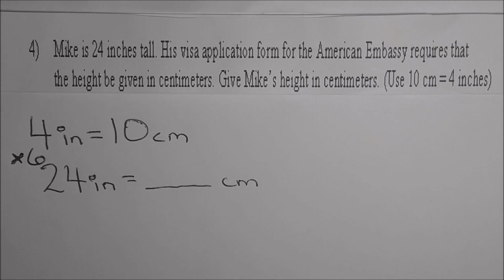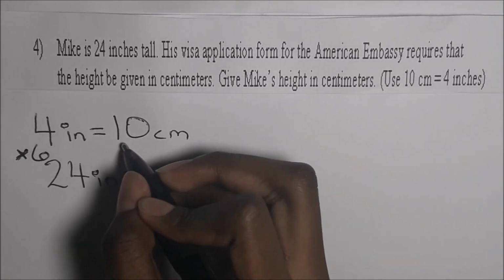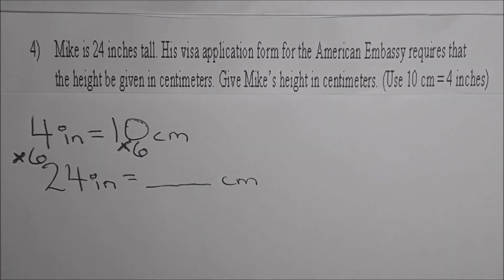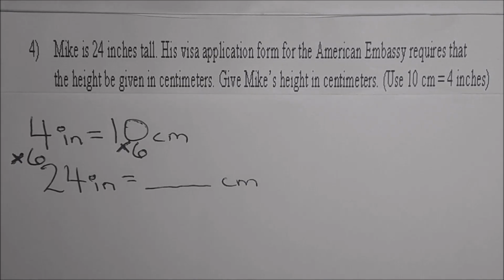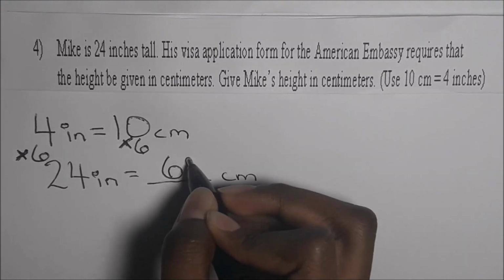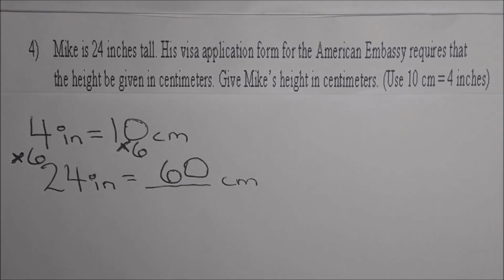Go ahead. What do you have to multiply the 10 by? 6. So write it under the 10, 10 times 6. Whatever you do to the front, you do to the back of the equation. Put the answer on the line. 10 times 6 is 60. And that's the answer. So 24 inches is the same as 60 centimeters.